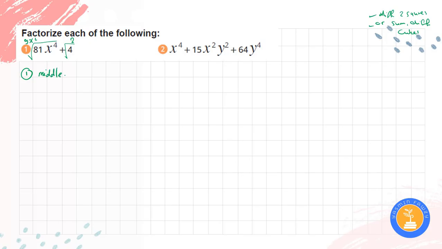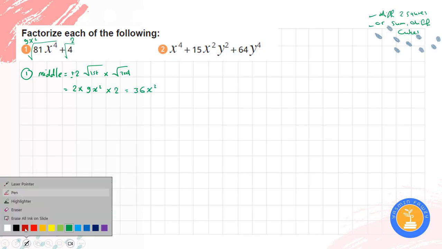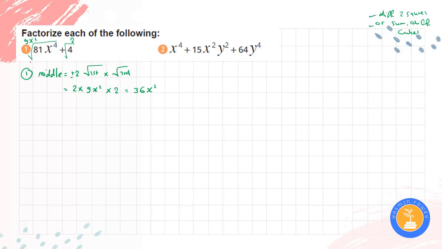The middle term equals plus or minus 2 times the square root of the first term times the square root of the third term. So we have 2 times the square root of the first, which is 9x to the power 2, and the square root of the third is 2. 9 times 2 equals 18, 18 times 2 equals 36x to the power 2. So this is the middle term which I want to add to the binomial to get a perfect square.